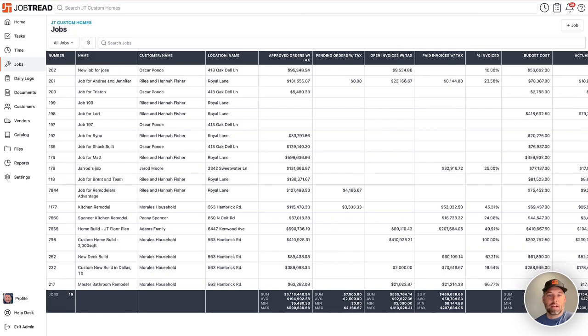Y'all, I'm really excited to announce that we just released a WIP report within every organization's job tab. You might have no clue what this is, but maybe you do and you're super excited about this update. But regardless, let's start with the definition.